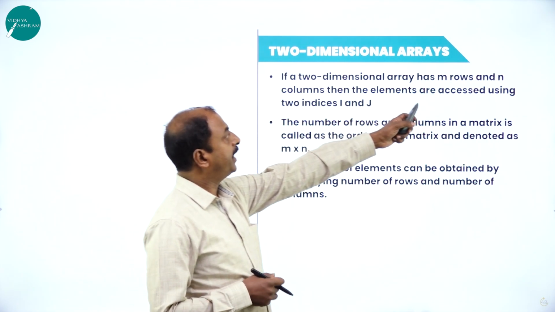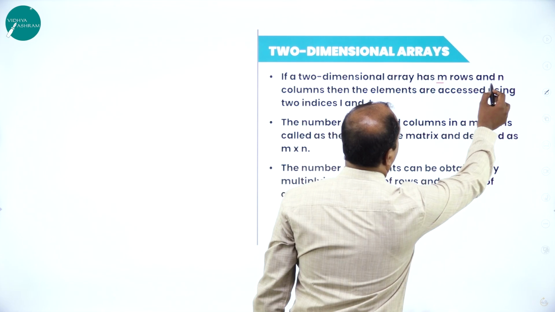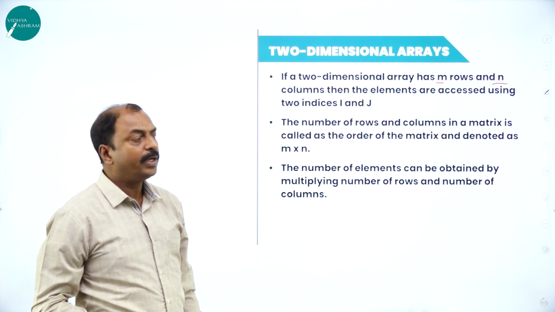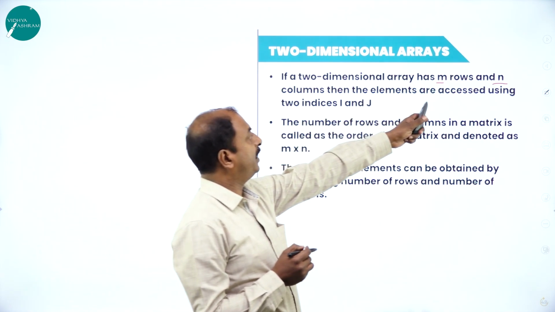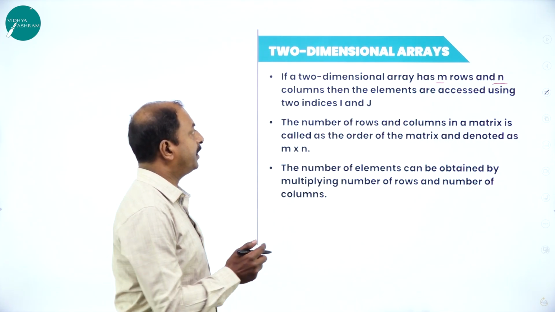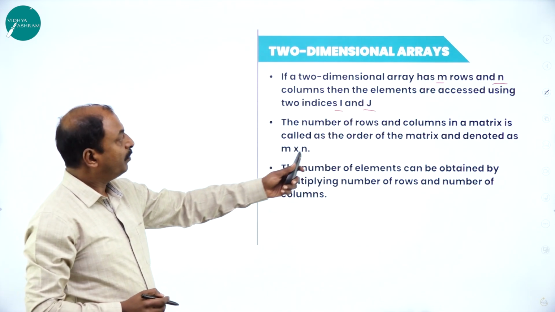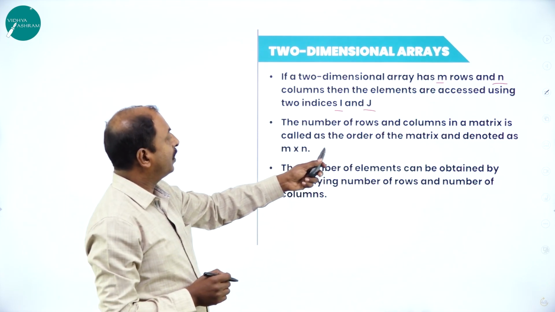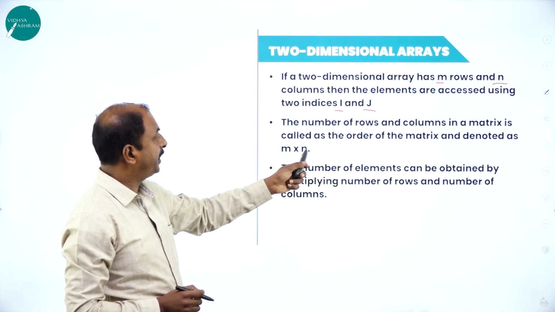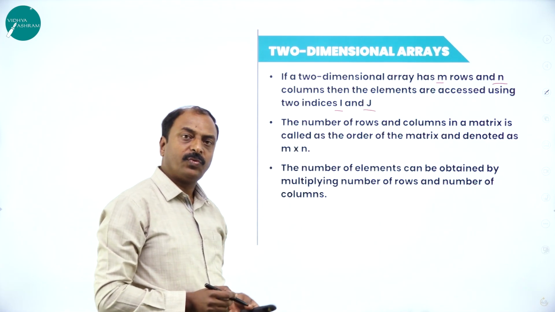If a two-dimensional array has m rows and n columns, here m is number of rows and n is number of columns, because the data items are stored in more than one row and one column. The elements are accessed using two indices i and j. Here i is one subscript, j is another subscript. Now, the number of rows and columns in a matrix is called the order of the matrix and denoted as m into n. It is m stands for rows and n stands for columns.